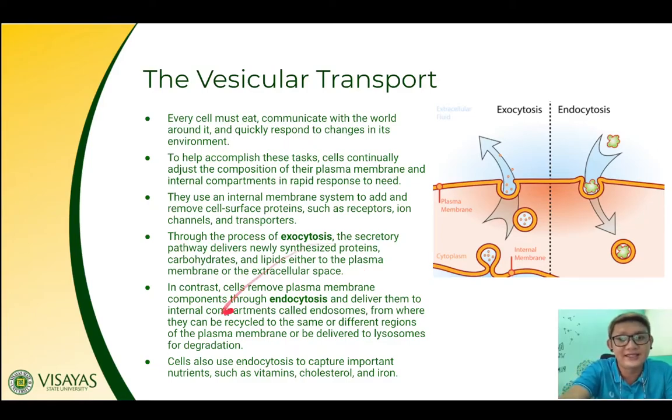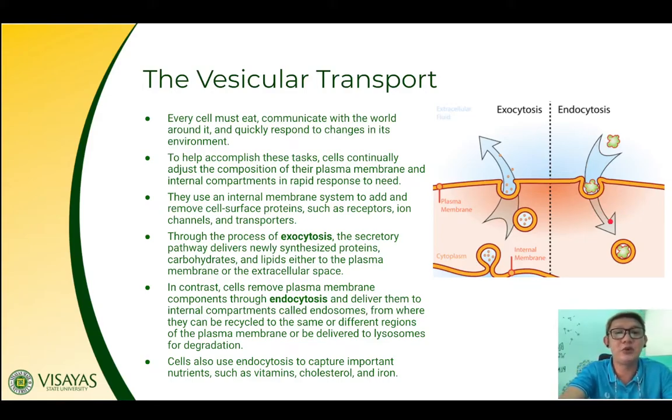In contrast, cells remove plasma membrane components through endocytosis and deliver them to internal compartments called the endosomes, from where they can be recycled to the same or different regions of the plasma membrane, or be delivered to lysosomes for degradation. Cells can also use endocytosis to capture important nutrients such as vitamins, cholesterol, and iron.